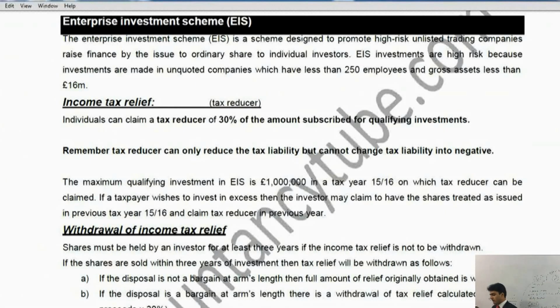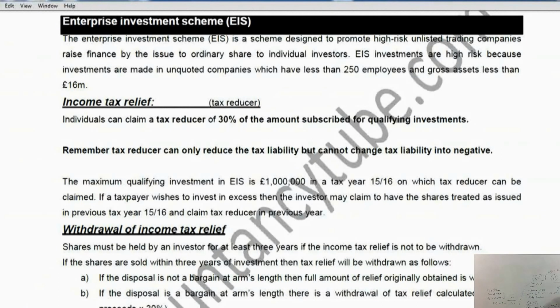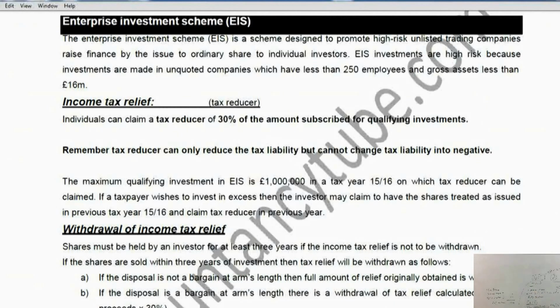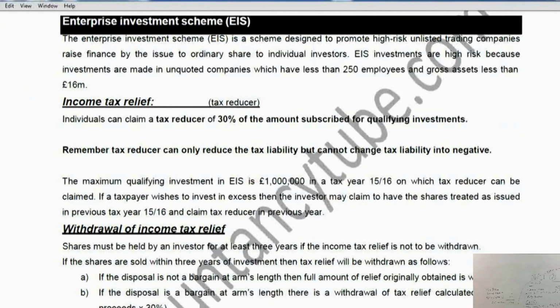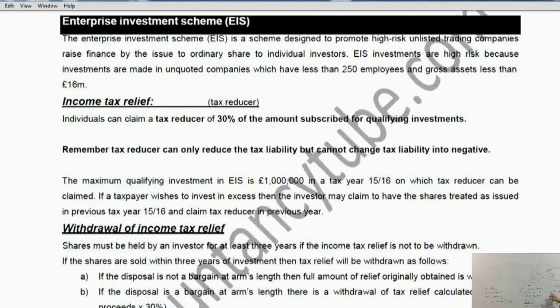After that it says EIS investments are high risk. Right? Why? These are risky companies. As I said, very risky investments. Are high risk because investments are made in unquoted companies. Why is it risky? Because these are investments in unlisted companies, unquoted companies, which have less than 250 employees. I told you that it is a small company which has 250 or less employees, and gross assets of 16 million or less than that. Alright? So 16 million are gross assets, as it says in the notes.